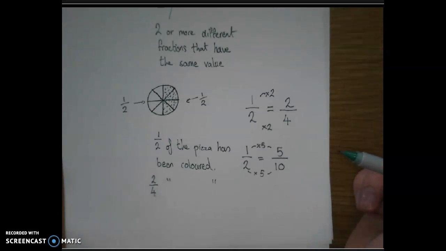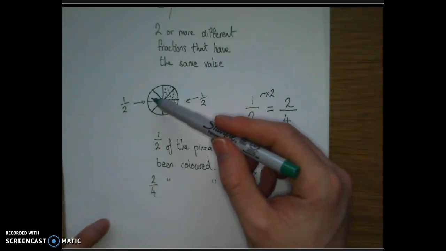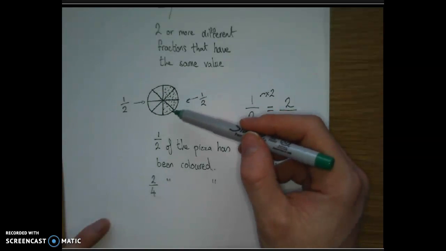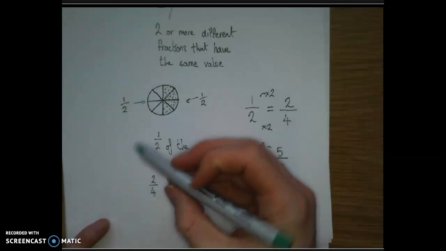Okay, how many slices of pizza are there now? 1, 2, 3, 4, 5, 6, 7, 8. So now the pizza is cut into eighths. How many are coloured? 4 slices. And it's still the same amount.